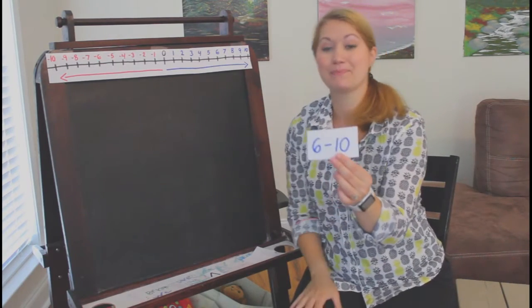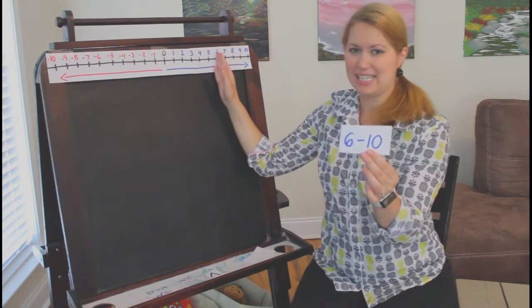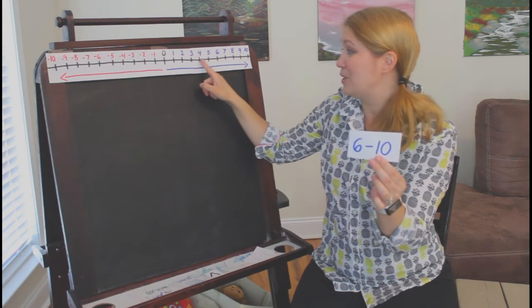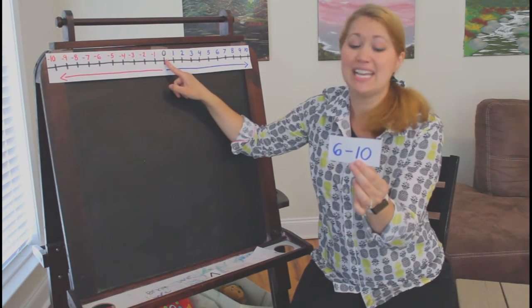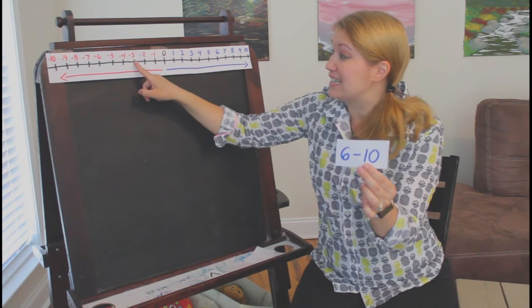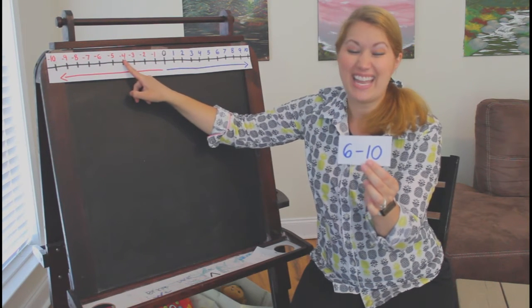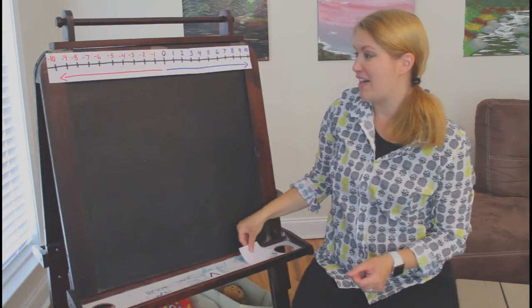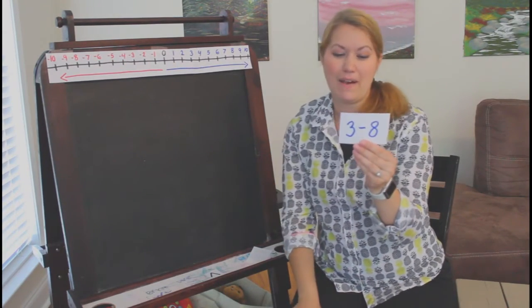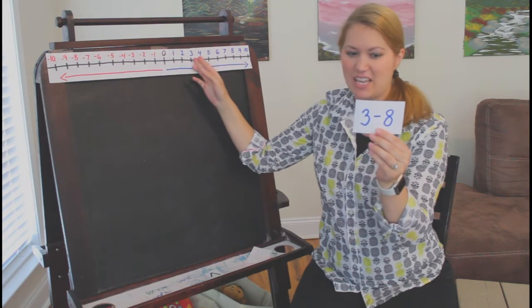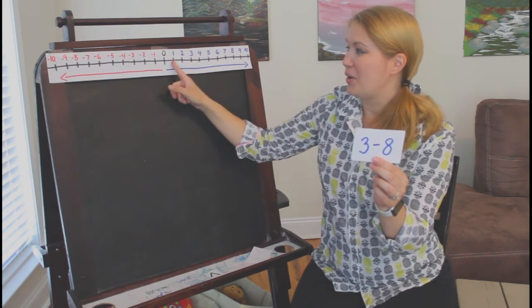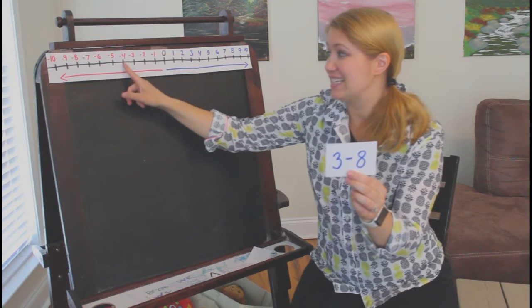What about this one? Positive 6 take away 10. So I've got to count backwards. 1, 2, 3, 4, 5, 6, 7, 8, 9, 10. I get negative 4. What about this one? Positive 3 take away 8. 1, 2, 3, 4, 5, 6, 7, 8.